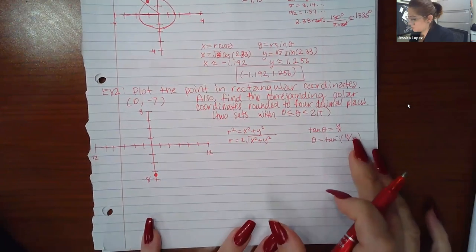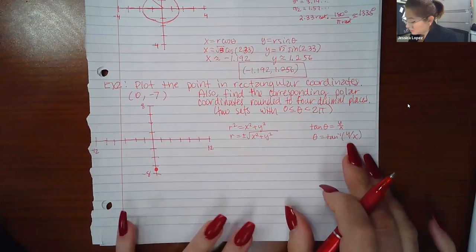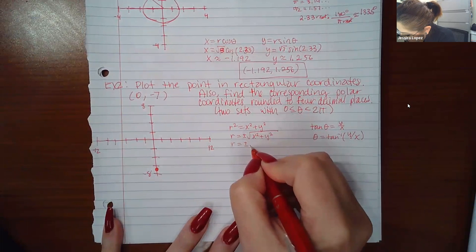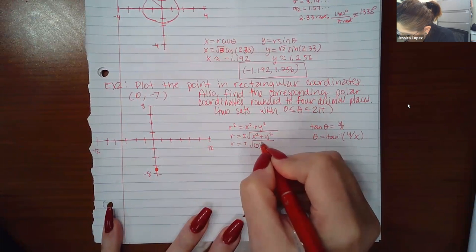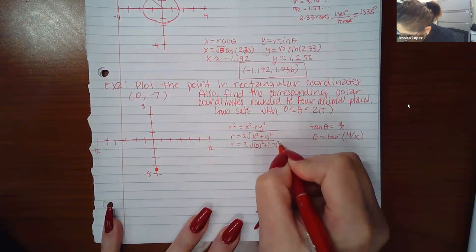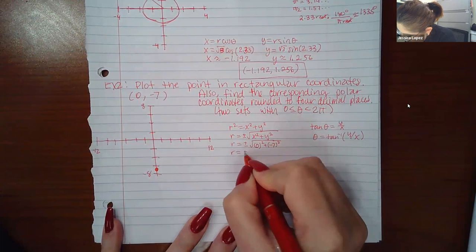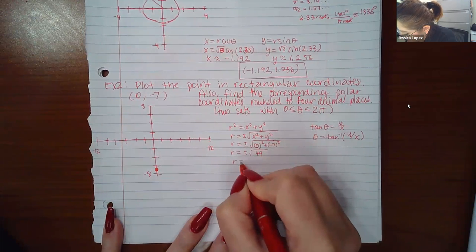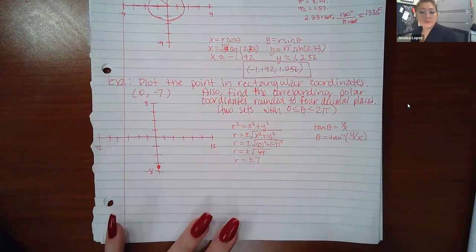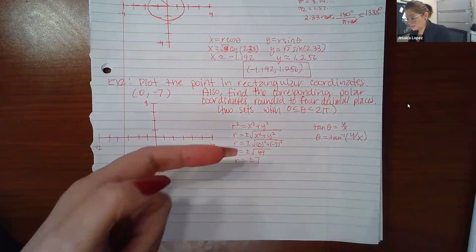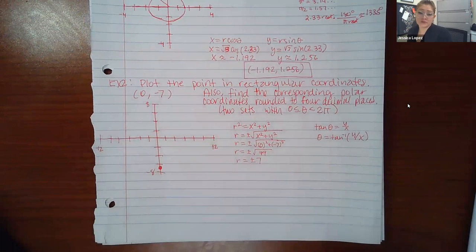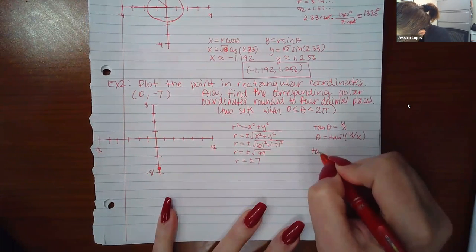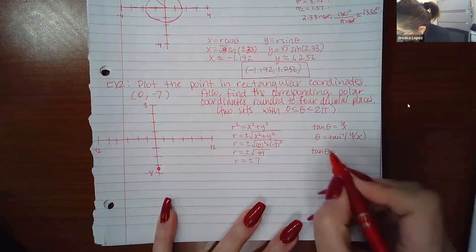Now this one's a little bit more complicated to look at, okay? So over here, we know that x is 0, and we know that y is negative 7. And when I square those, I get 0 plus 49, which is 49. And the square root of 49 is just 7. But because I took the square root of both sides of this top equation, I do have plus or minus 7, right?